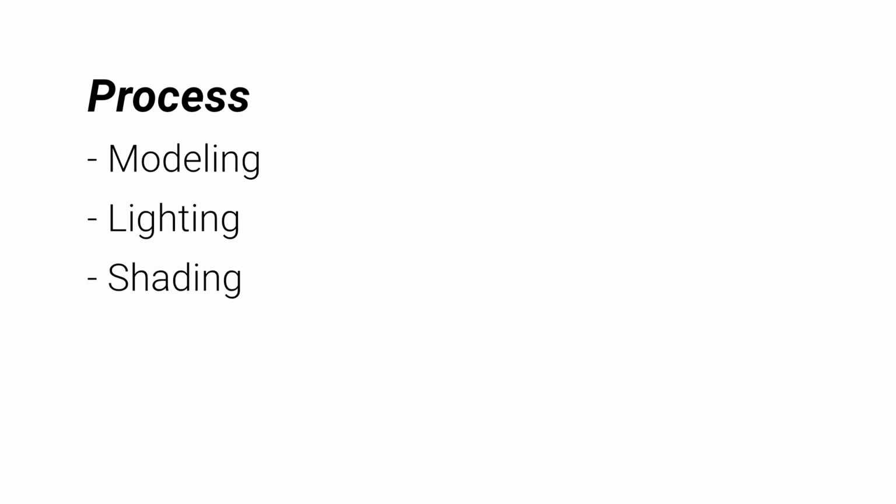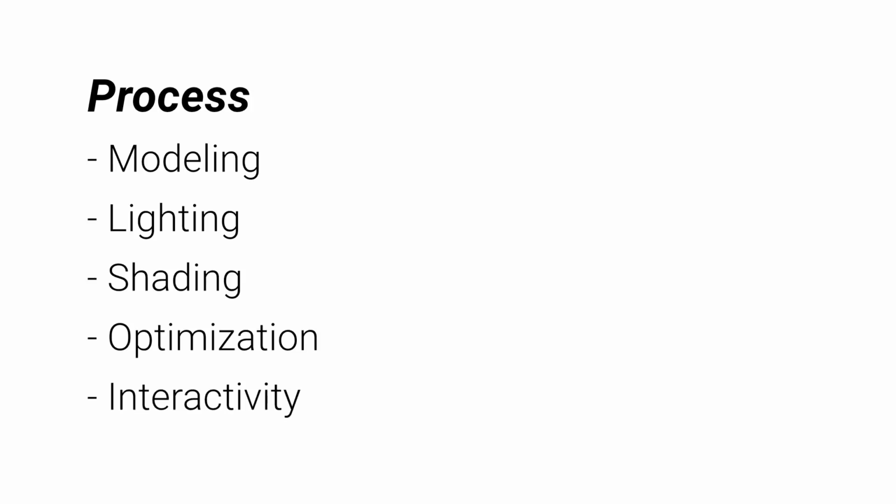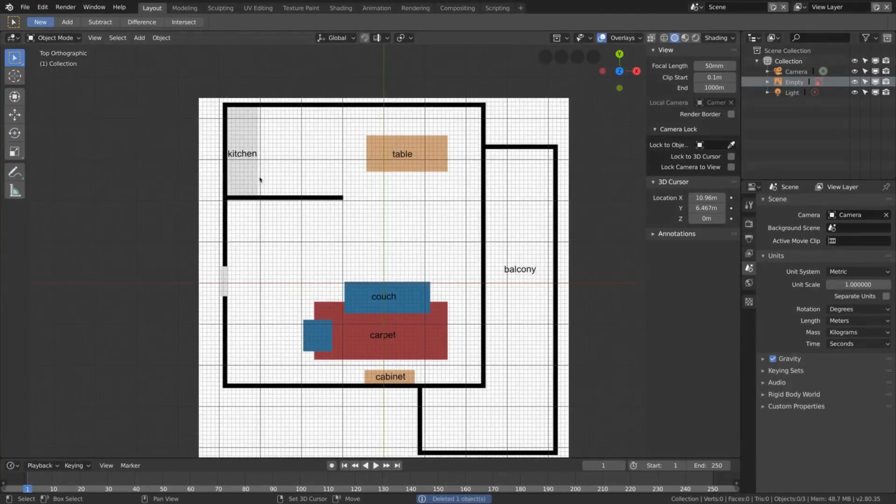This video will show you the exact process of creating an interactive 3D interior scene. We'll start by modeling, lighting and shading the scene in Blender, then optimizing it so it can be displayed in real time in a web browser, and making it interactive using Verge3D's puzzle editor and some basic JavaScript. So let's open Blender and make it happen.